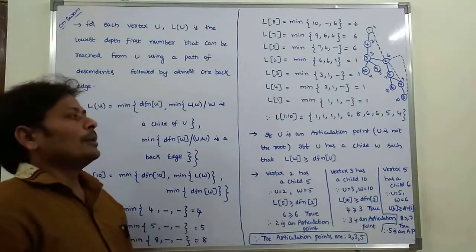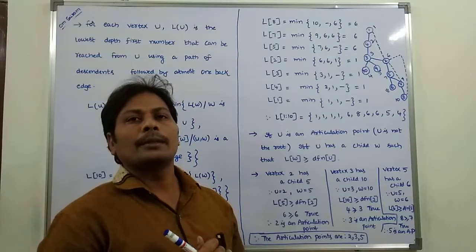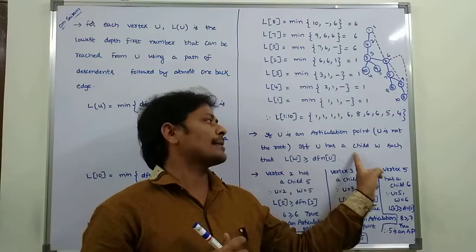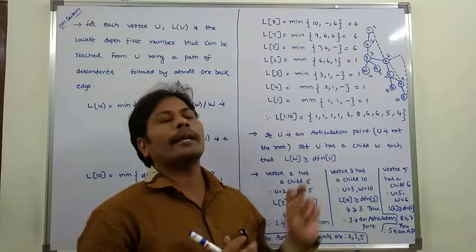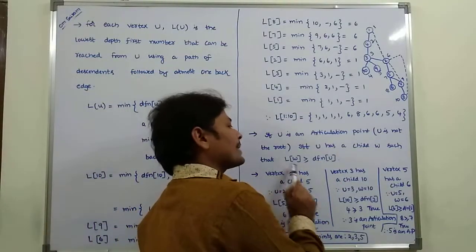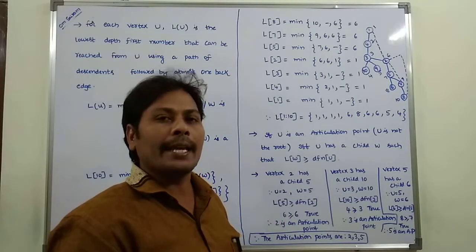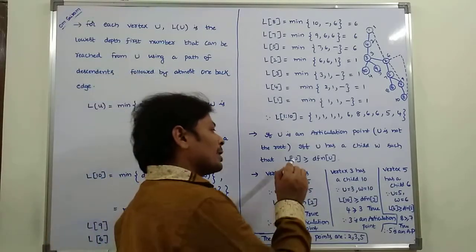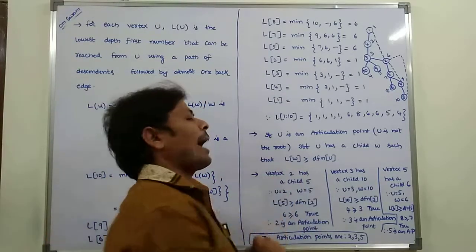Okay. Now, suppose U is an articulation point. Then U is not the root if and only if U has a child W such that L of W is greater than or equal to DFN of U. By using this condition, we have to calculate whether the vertex is an articulation point or not. For that purpose we have to find out the L value and DFN value.